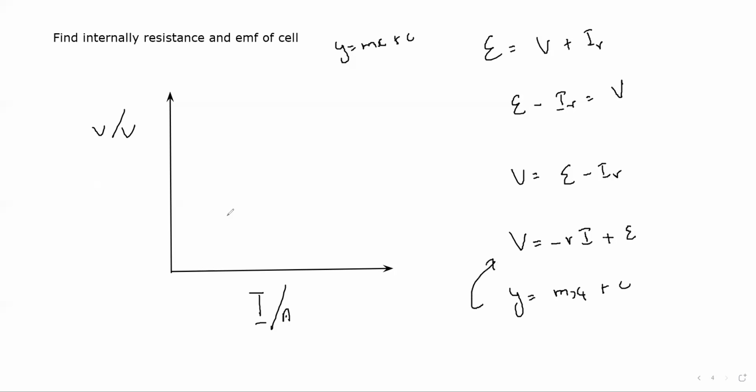So with voltage on the y-axis and current on the x-axis, what will be the gradient? The gradient of this graph will be minus r. And what will be the y-intercept? The y-intercept is equal to EMF. Now, what will be the shape of the graph? How will this graph appear?